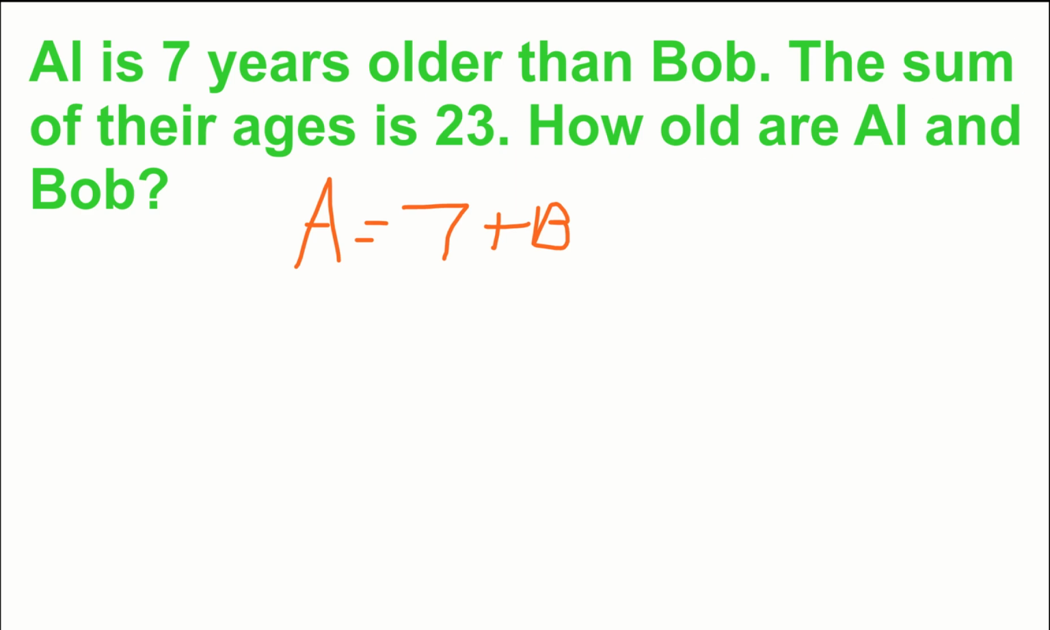The sum of their ages is 23. What's sum mean we're doing? Adding. So Al plus Bob equals 23. Everybody go with that equation. To do that in Desmos, the problem is Desmos only likes X's and Y's.